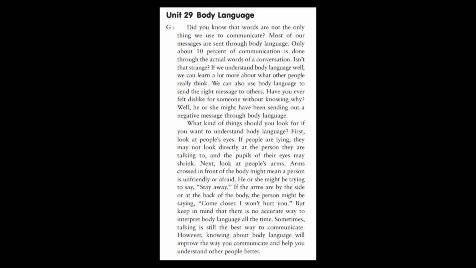If people are lying, they may not look directly at the person they are talking to, and the pupils of their eyes may shrink. Next, look at people's arms. Arms crossed in front of the body might mean a person is unfriendly or afraid. He or she might be trying to say, "Stay away." If the arms are by the side or at the back of the body, the person might be saying, "Come closer. I won't hurt you."